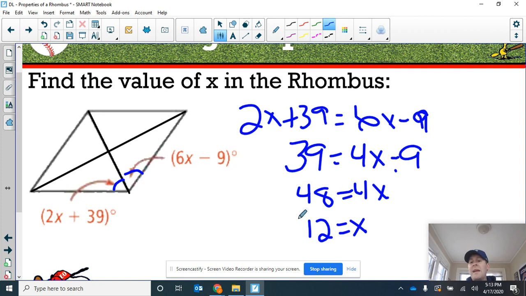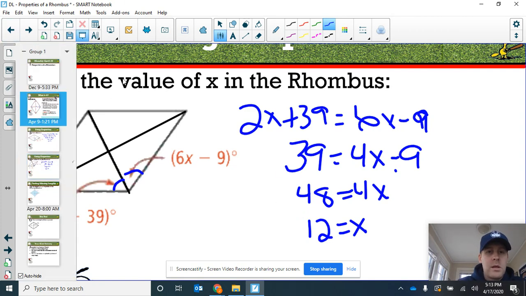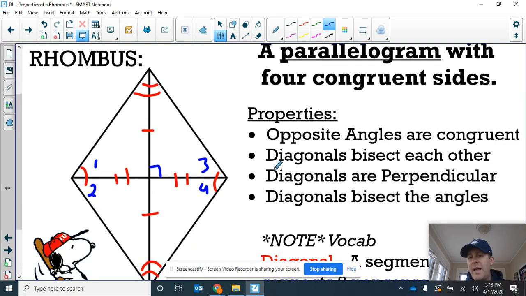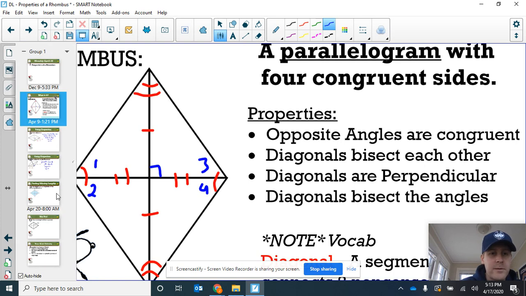There you go. Again, guys, what we did here was we first looked at our list. I thought about these different properties and thought to myself, which of these can we apply to help us solve for x in that situation? Based on what was given to us, and where those measurements were located, that's why we knew to use the fact that our diagonals bisect the angles. Okay, next one's my favorite.